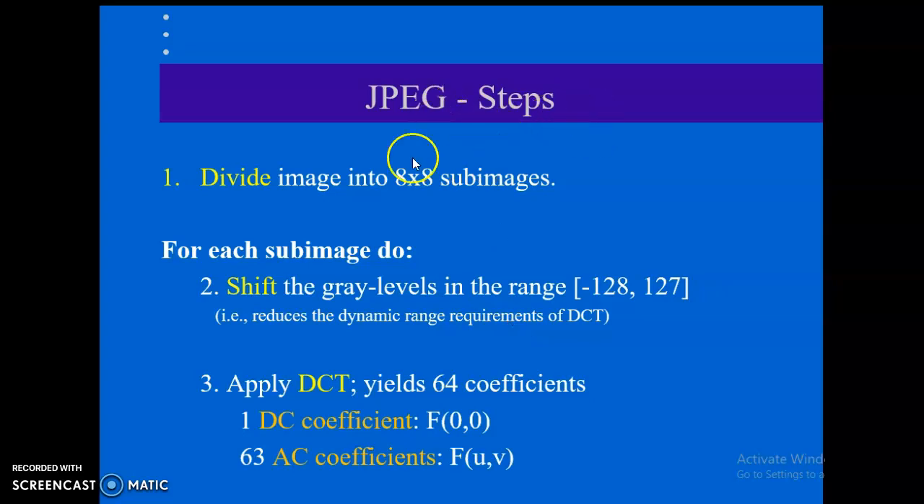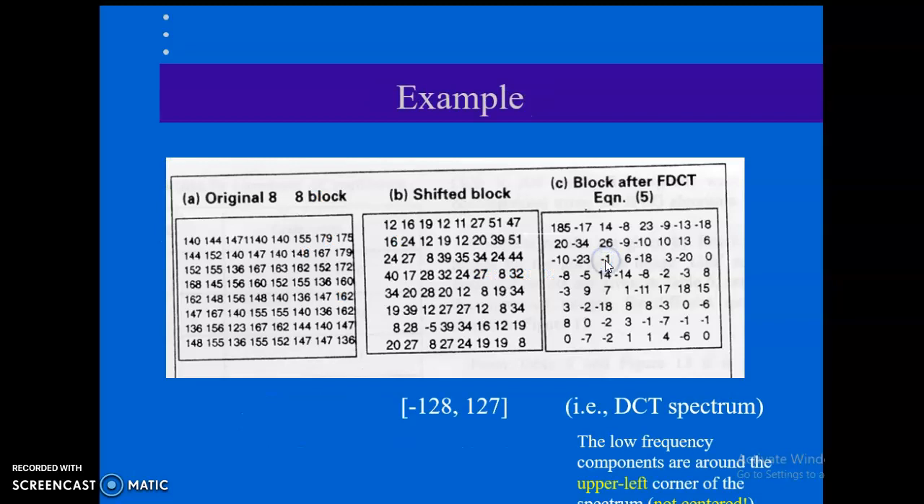JPEG steps: divide the image into 8 cross 8 sub-images. For each sub-image, shift the gray levels to the range -128 to 127. This reduces the dynamic range requirements of the DCT. Applying the DCT yields 64 coefficients: one DC coefficient f of 0, 0, and 63 AC coefficients f of u, v.